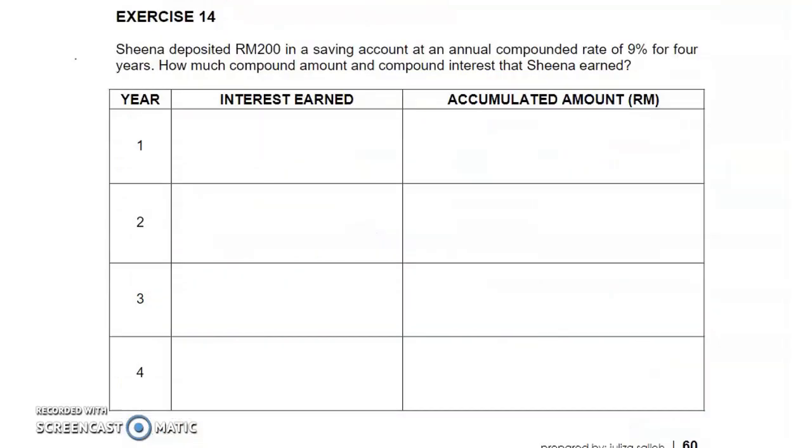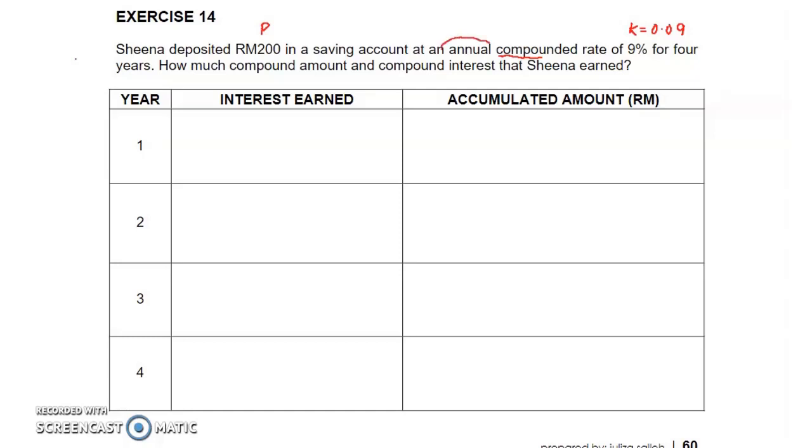Okay, look at this exercise 14. This one also I will show you manually, year by year. Sheena deposited 200 ringgit in a savings account at an annual compounded rate of 9% for 4 years. So here P is 200 ringgit. Annual compounded rate, so 9% is the value of K. If you see the word compounded, it means we are under the topic of compound interest, so use a formula under that topic.